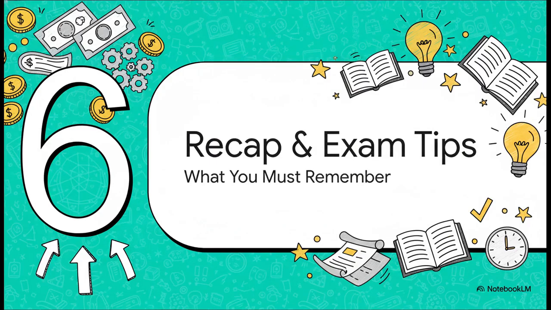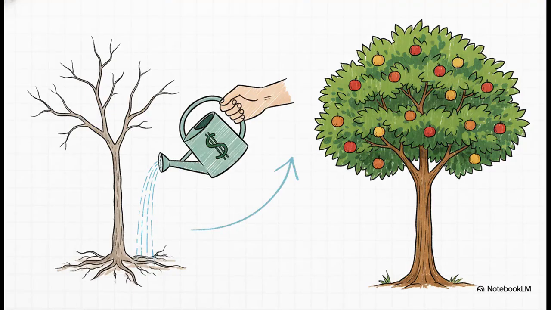We're almost at the end. We have covered the entire chapter. Now, let us quickly summarize the most important message, and then I'll give you some tips for your exam. So, what is the core message of this chapter? It is this: for a country to develop and to reduce poverty, it is absolutely essential that everyone has access to cheap and affordable credit. This is the main takeaway you must remember.